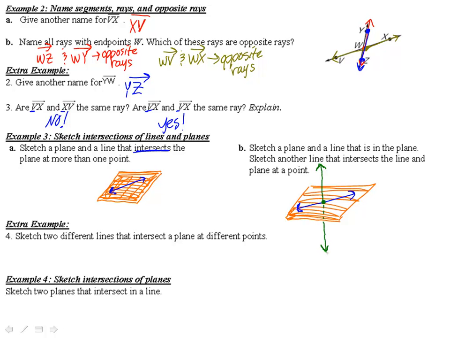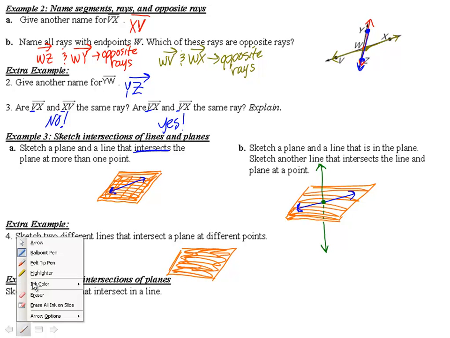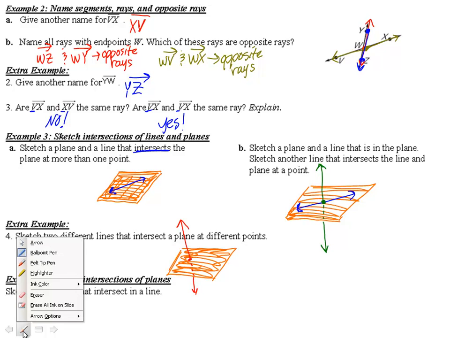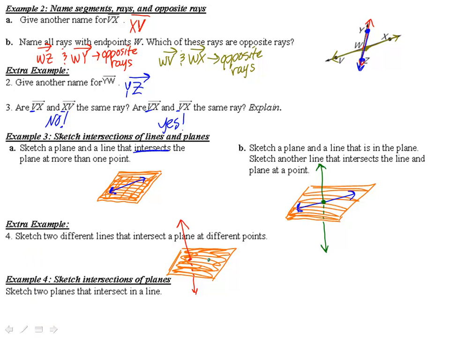The extra example here, sketch two different lines that intersect a plane at different points. So let me draw my plane here. Okay, so there's my plane. And I want two lines that intersect this plane, but they have to intersect at different points. So here's a line that intersects it at this point right here. We do a dash to show going behind the plane and solid coming out the bottom. And then here I'm going to have another line intersecting at this point. It'll go solid as it comes out of the plane, and then dashed where it will go behind it, and then solid where it would come out below the plane again.